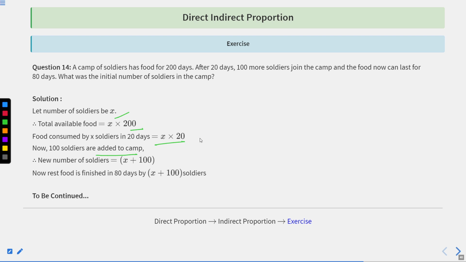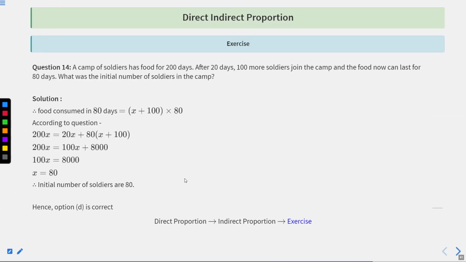So now the rest of the food is finished in 80 days by x plus 100 soldiers. Therefore, the food consumed in 80 days is equal to x plus 100 into 80. So according to the question, 200x is equal to 20x plus 80 times x plus 100. That is 200x equal to 100x plus 8000. That is 100x equal to 8000, which means x is equal to 80. Therefore, the initial number of soldiers is 80. The option correct here is option D.